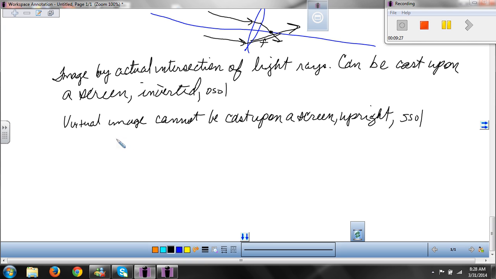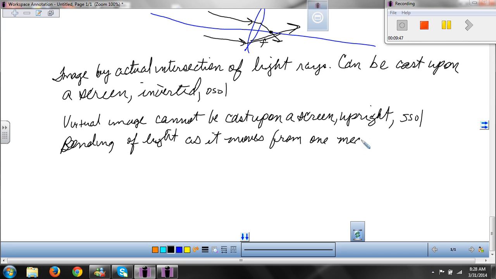Okay, refraction is just the bending of light as it moves from one medium to another. Okay. HI is image height. I'm going to stop there, and then I'll start another one.